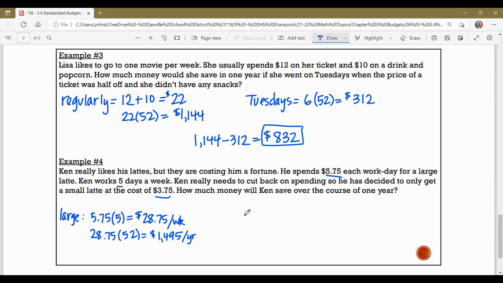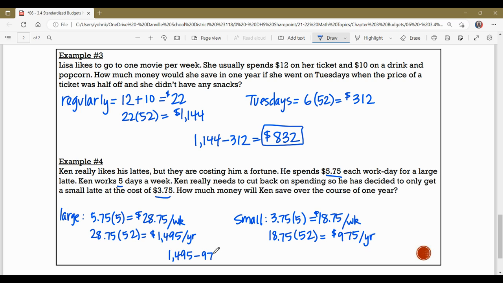Well, let's see if he buys a small. If he buys a small, he's going to pay $3.75 a day, 5 days a week. So that's $18.75 a week. But there are 52 weeks in a year. So he's going to spend $975 for the year. So how much money will he save? 1,495 minus 975. He is going to save 520 bucks. That's crazy. Come on, Ken, get the small.